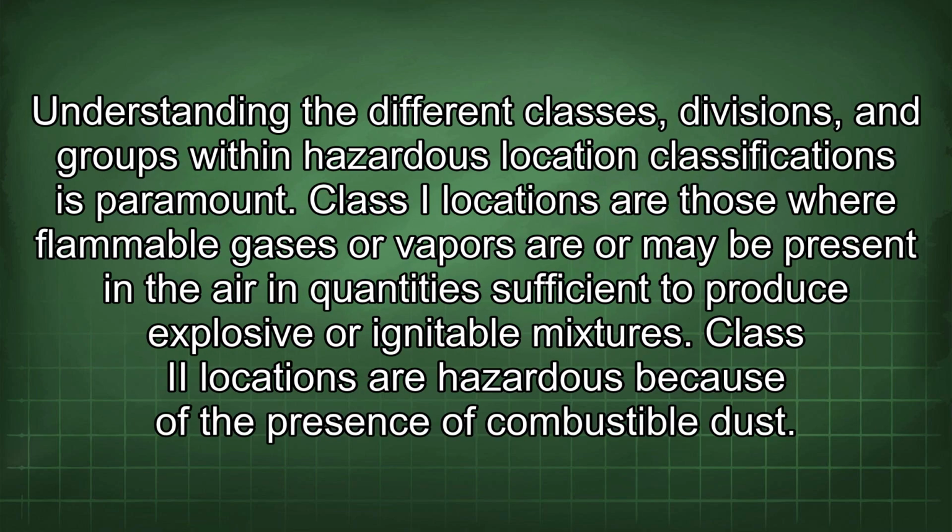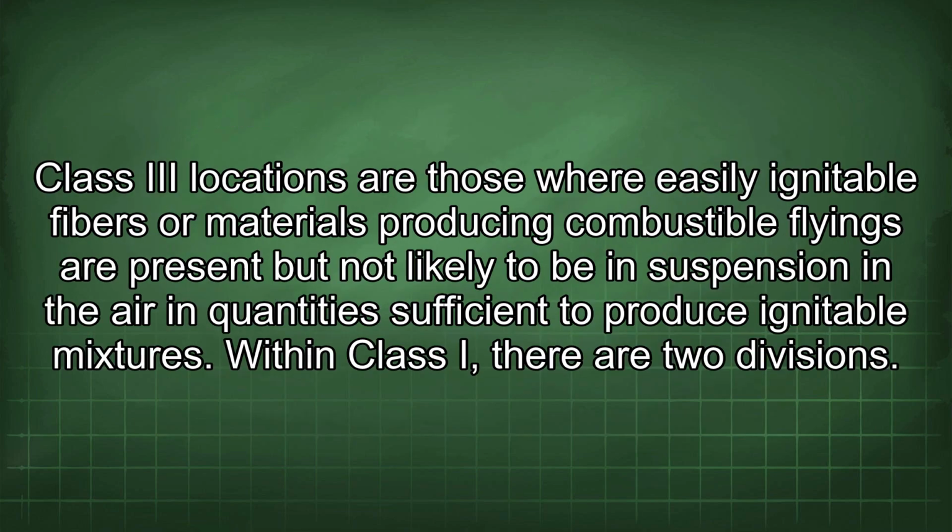Understanding the different classes, divisions, and groups within hazardous location classifications is paramount. Class I locations are those where flammable gases or vapors are or may be present in the air in quantities sufficient to produce explosive or ignitable mixtures. Class II locations are hazardous because of the presence of combustible dust. Class III locations are those where easily ignitable fibers or materials producing combustible flyings are present but not likely to be in suspension in the air in quantities sufficient to produce ignitable mixtures.